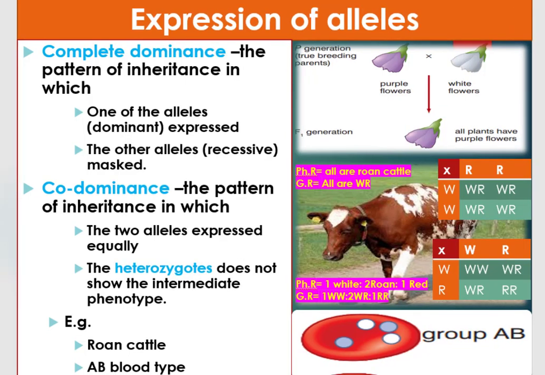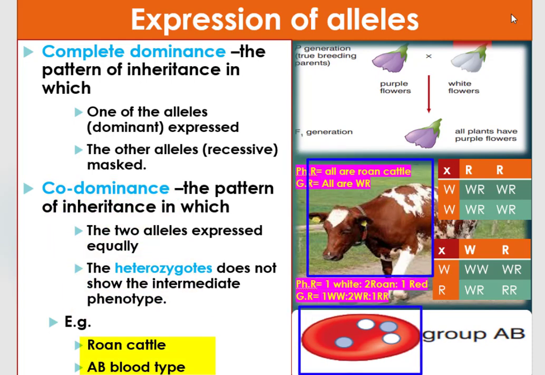The second form of allele expression is codominance. Codominance is the pattern of inheritance in which the two alleles are expressed equally and the heterozygote does not show an intermediate phenotype. That means both the extreme traits of the parents appear in the offspring.